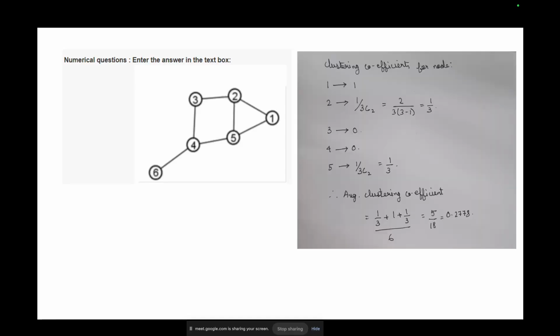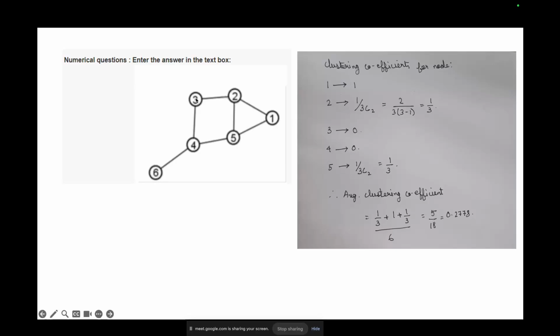Okay. So if you have been asked the clustering coefficient for the whole network, the idea is to find it for one node, add them up for all the nodes, and divide it by the total number of nodes, right? So for node 1, it's 1 because it's fully connected. The clustering coefficient is 1. For 2, it's 1 by 3C2. So you have three nodes that are connected to 2, and the total possible connections are 3C2. So 1 by 3C2, which is basically 1/3.